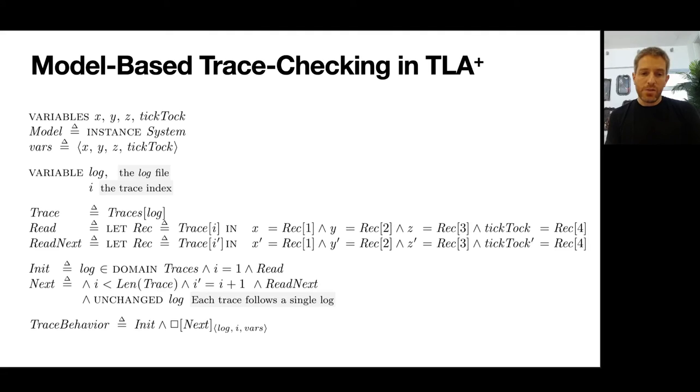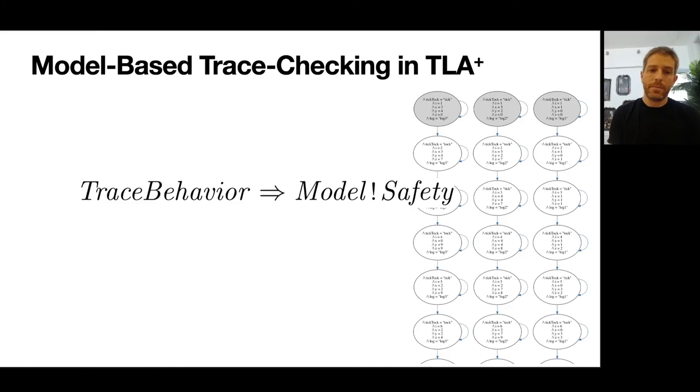This is how we turn the traces into a formula. The only thing that's changed from before is that I've added another index variable, log, that is non-deterministically chosen at the initial state and then remains unchanged during the behavior. Again, we check and we get a small state space that looks, unsurprisingly, like this. So far so good, but we haven't done anything interesting with conjunction just yet.